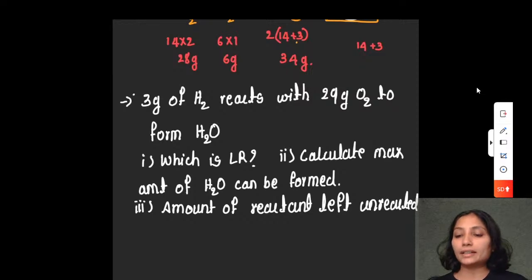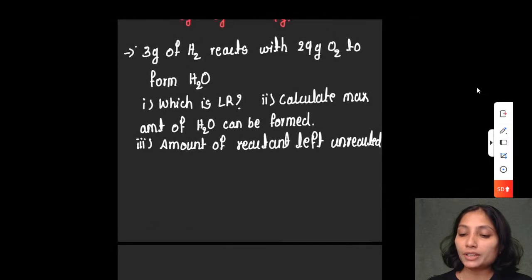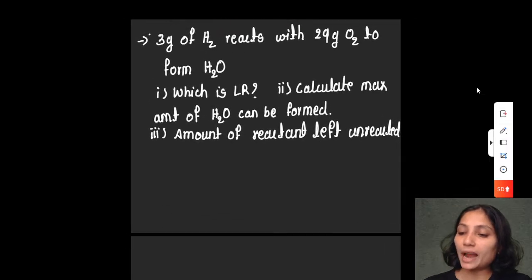Amount of reactant left unreacted. This is what we have to calculate. And what is given? 3 gram of H2 reacts with 29 gram O2. First, let us write the equation. This is for formation of water.